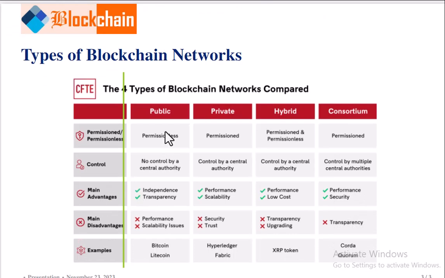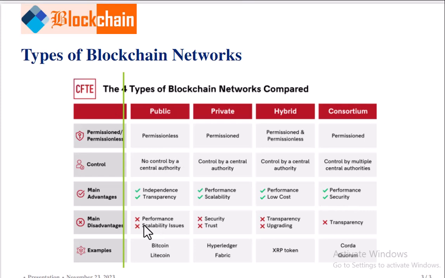The advantage of the public blockchain network is that it is very transparent, because all the network nodes contain the ledgers, and it is independent. Any user can join, any user can make transactions. The advantage of the private network is its performance, because the speed of the transaction is quite fast, and it is scalable. The hybrid network has good performance, and it has a very low cost, while the consortium network has better performance and it is more secure.